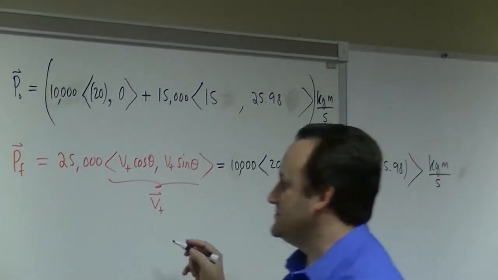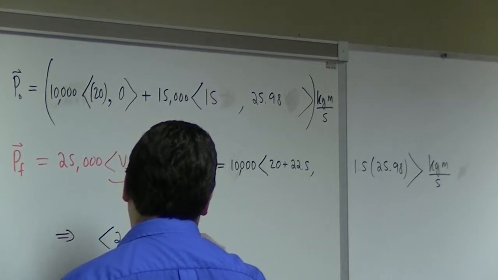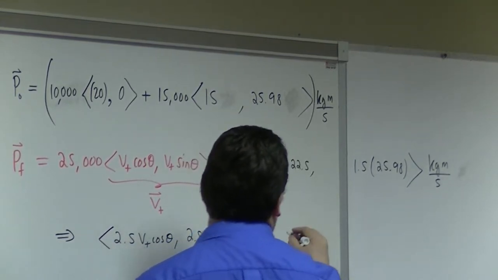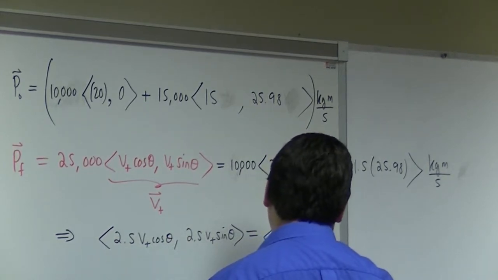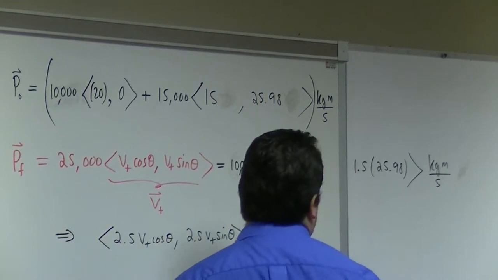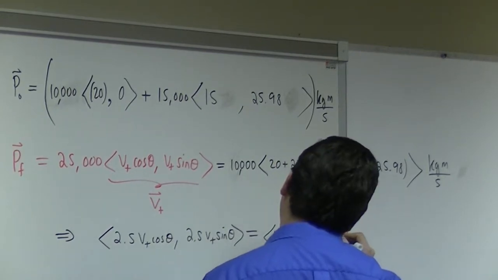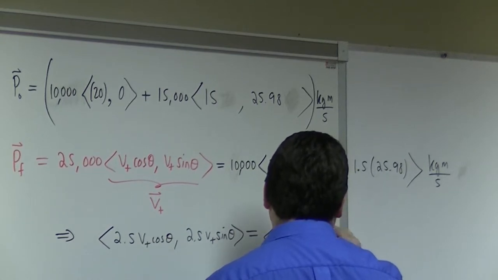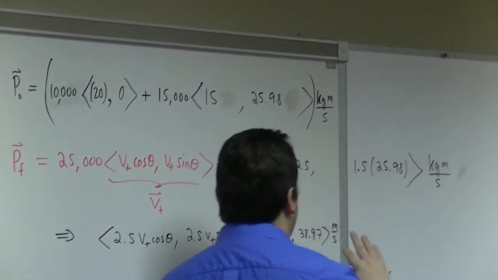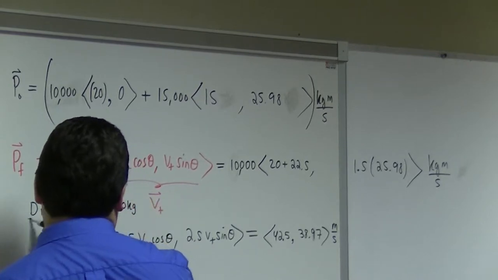Let me just kind of do some math here. So this implies that 2.5 v plus cosine theta, 2.5 v plus sine theta is equal to, let's see here, 42.5. And this, can you guys know what this number was? It'd be 38.97. Seems about right. And of course, I've still got meters per second over here. I basically divide both sides by 10,000 kilograms, if you're wondering the math, to get to this.